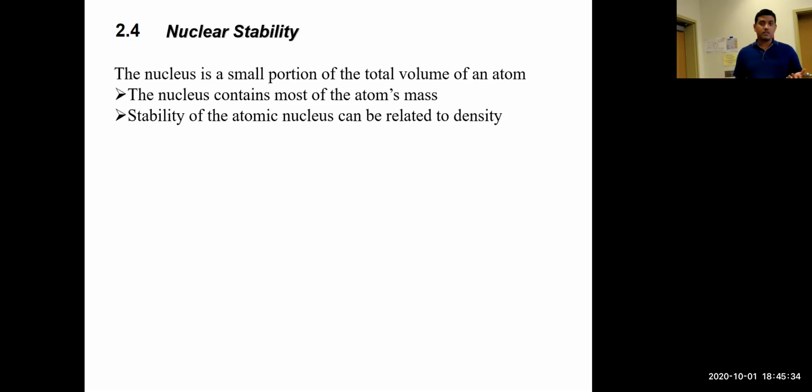So as we just discussed, the nucleus is a small portion of the total volume of an atom. Stability of the atomic nucleus can be related to density because the nucleus contains most of the mass of the atom. Outside, it doesn't have much. So let's look into a hypothetical case of an atom with 30 protons and 30 neutrons, identify the density of its nucleus, and compare it with the density of an atom.